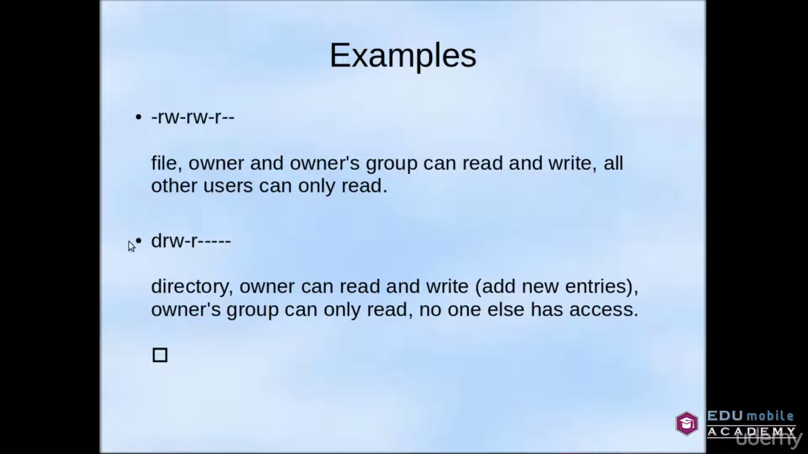Here's another example. A d, this is a directory which the owner can read and write in. The owner's group can read, and then no other user can even get into the directory. Now they'll be able to see the directory, but they won't be able to get into it.